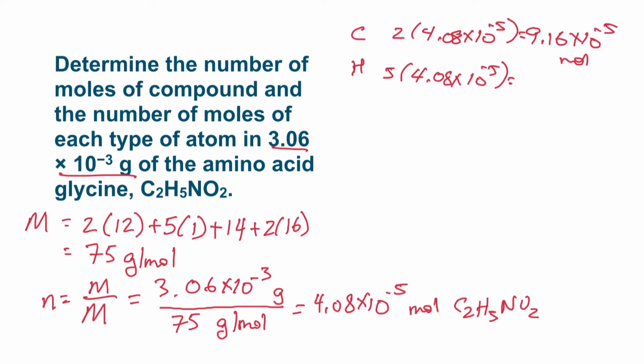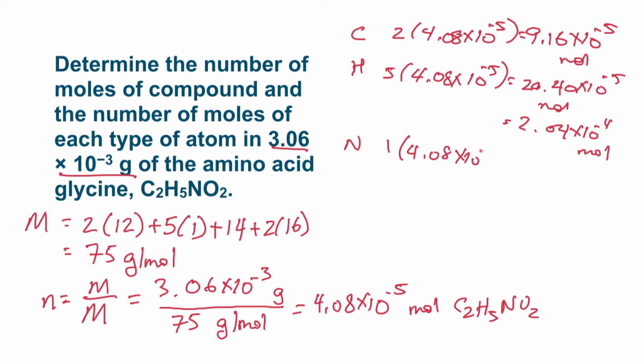For hydrogen, it's going to be 5 times as much because it's C2H5. So 5 times that is going to be 20.40 times 10 to the negative 5 moles, which I could also write as 2.04 times 10 to the negative 4 moles. And for nitrogen, I just have one N in there, so that's actually going to be the same number, 4.08 times 10 to the negative 5.